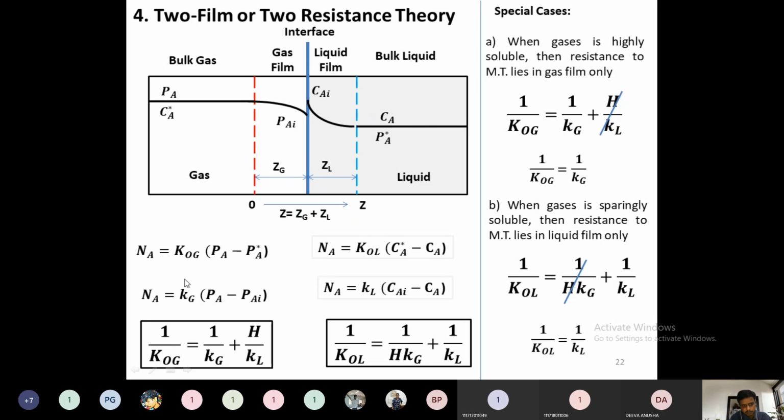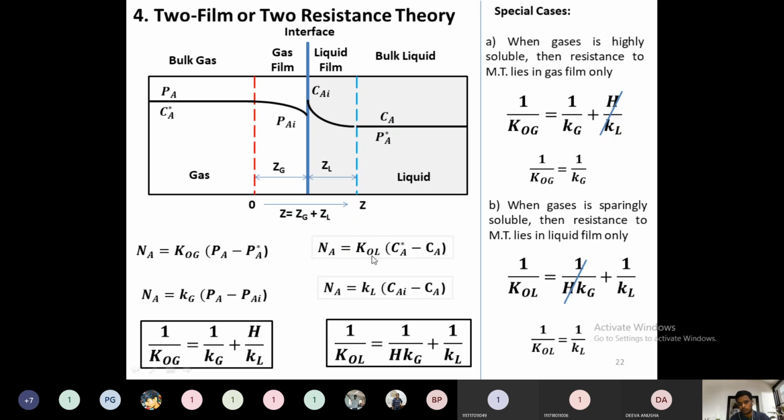See, from this equation, we already derived this equation. So flux is equal to the overall mass transfer coefficient. This is the gas phase overall mass transfer coefficient. Now the pressures are varying overall, so PA to PA star it is varying. So this is the overall gas phase mass transfer coefficient.